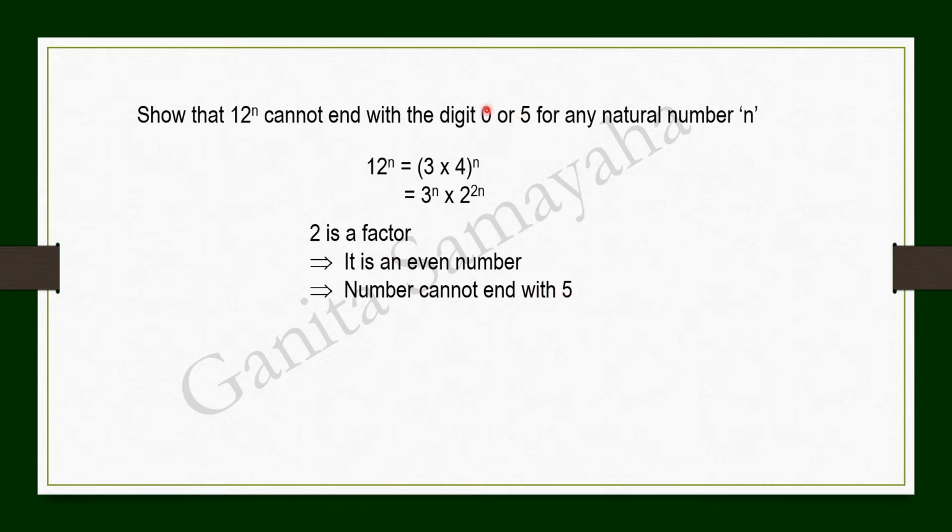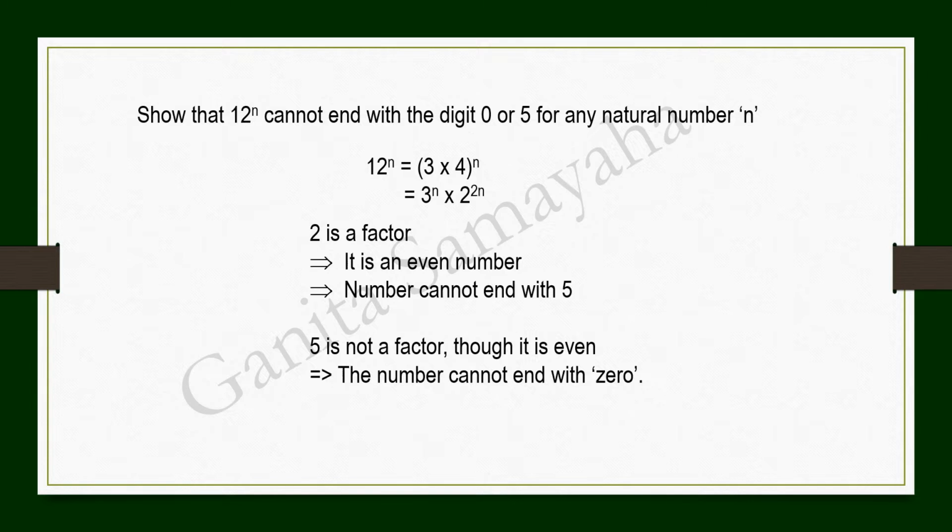What about 0? It's an even number, but if it has to end with 0, what are the conditions? It should be even and it should have 5 as a factor. Okay. So, is 5 a factor here? No. Only 3 and 2 are factors. So, we can say that 5 is not a factor though it is even, and hence it cannot end with 0. Got it, children? I hope all of you have written it in the same manner.